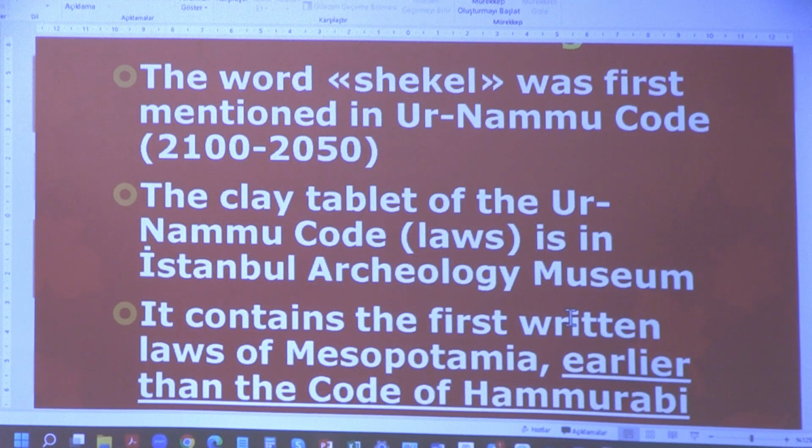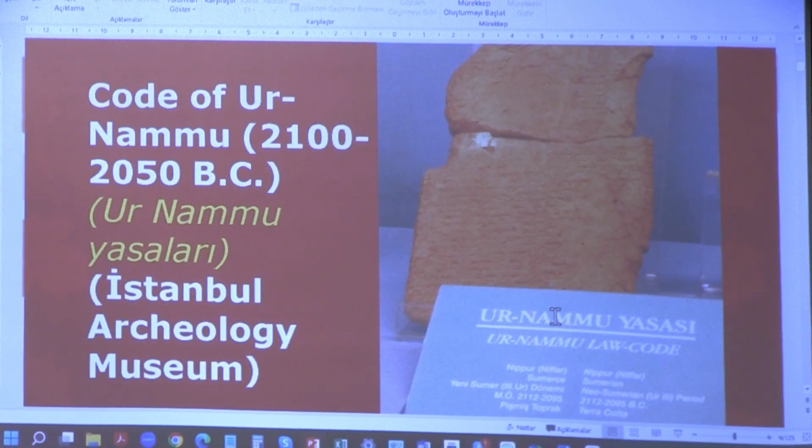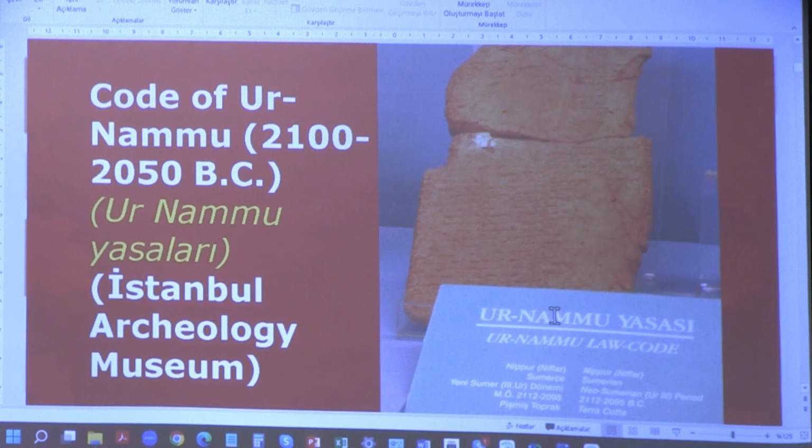When we look at the written documents, the first time we see the word shekel is in the Ur-Nammu code, Ur-Nammu laws. As I mentioned before, Ur-Nammu laws were written earlier than Hammurabi laws, around 2100 and 2050 BC. The Ur-Nammu laws, original clay tablet, is in Istanbul Archaeology Museum. Now, this is the photograph of Ur-Nammu law in Istanbul Museum.